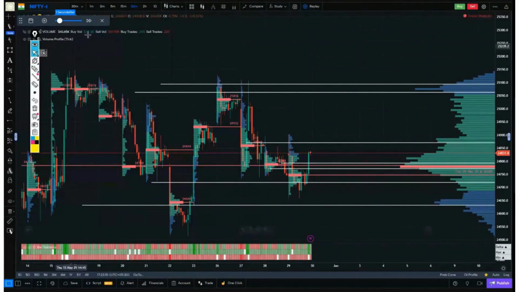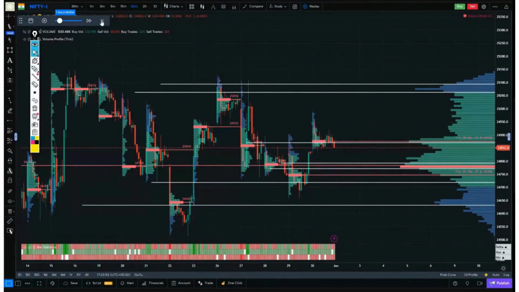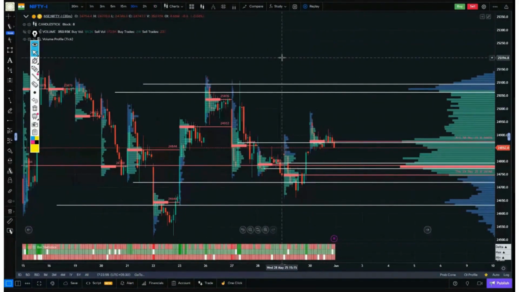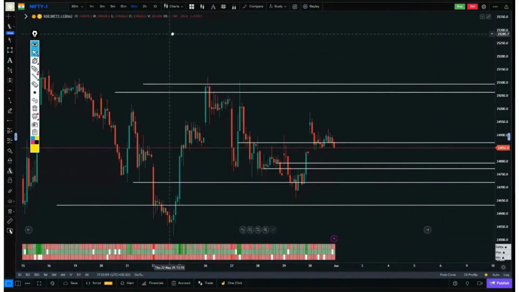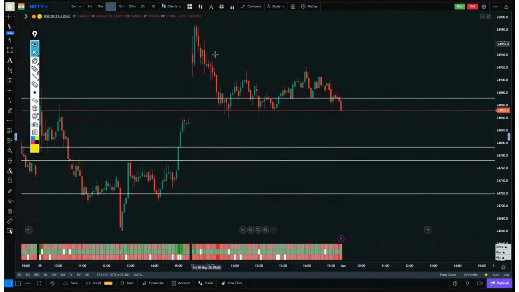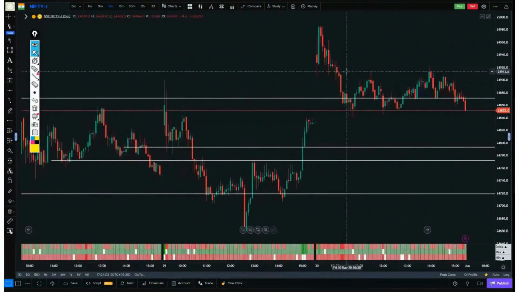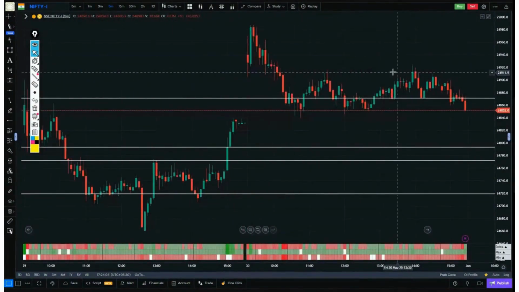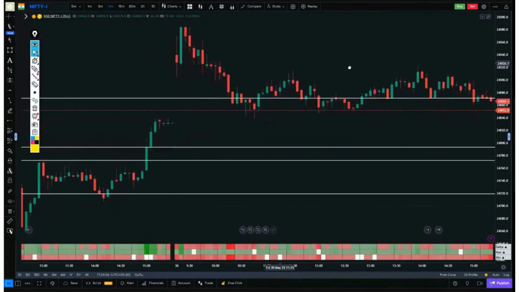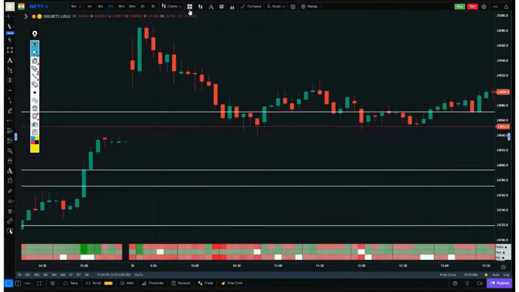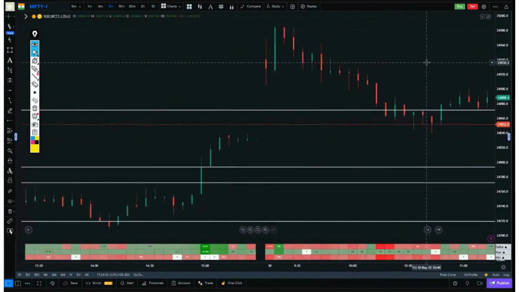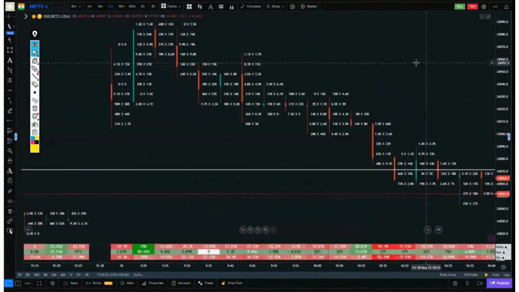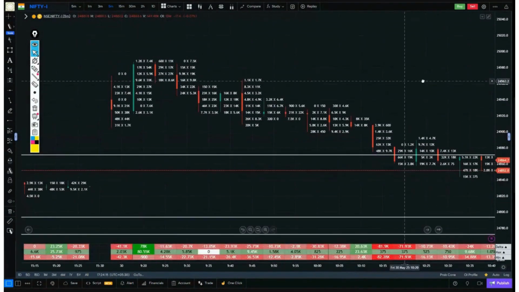Now, based on these very volume profiles, today let's see how the order flow, what confirmation it gave, where the buyers came in and where the sellers came in, and how. What kind of confirmation did we get?